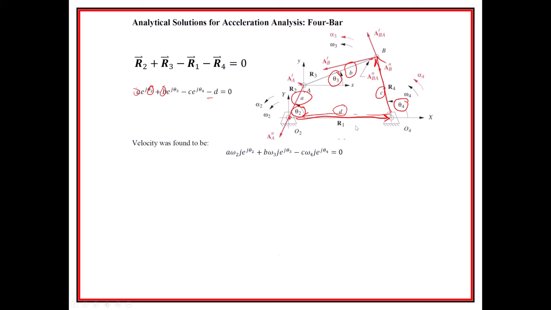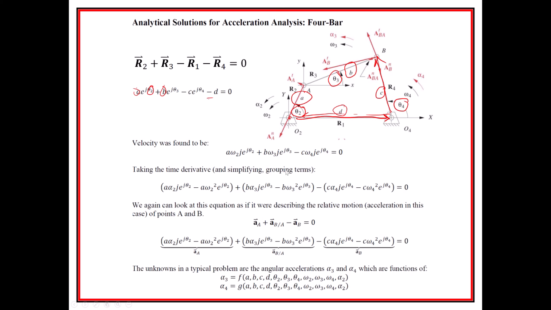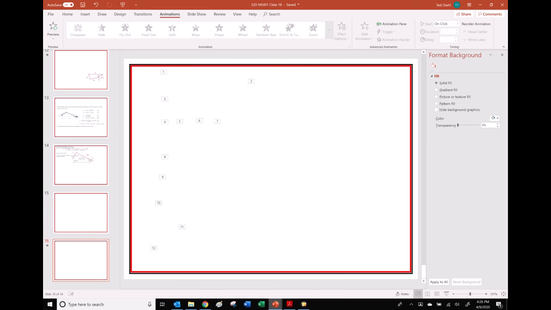And then you can walk through the rest of it. You get the velocity as the time derivative of that position vector loop. And then you get the acceleration as the time derivative of the velocity vector loop. And reminding you, the connection to the dynamics of relative motion is represented in these pieces. And so now you want to solve for the angular acceleration 3 and angular acceleration 4, which you can tell are functions of these other parameters. And ta-da, you have yourself a presentation.